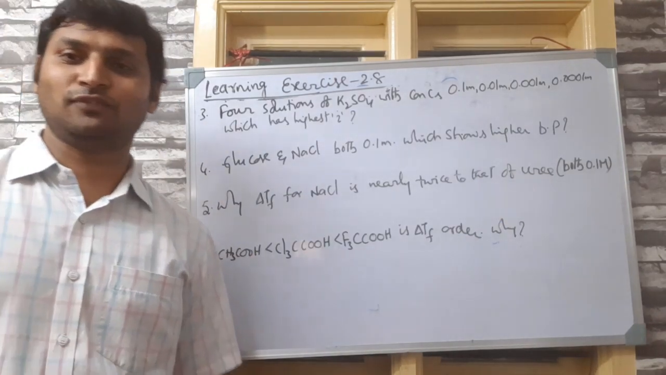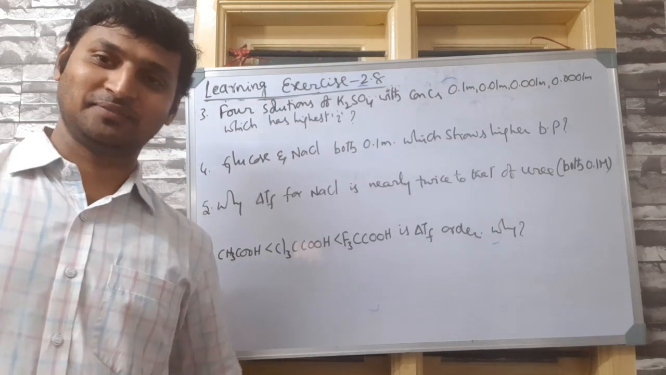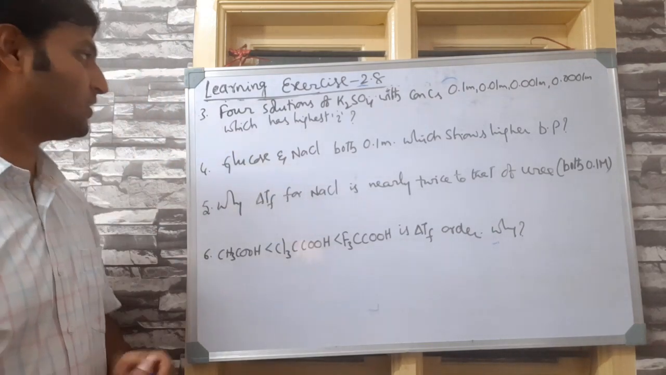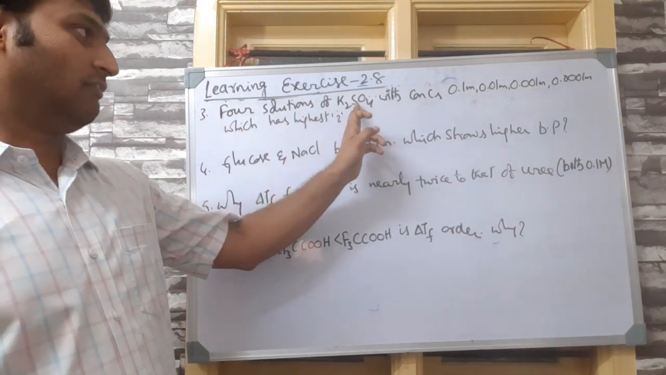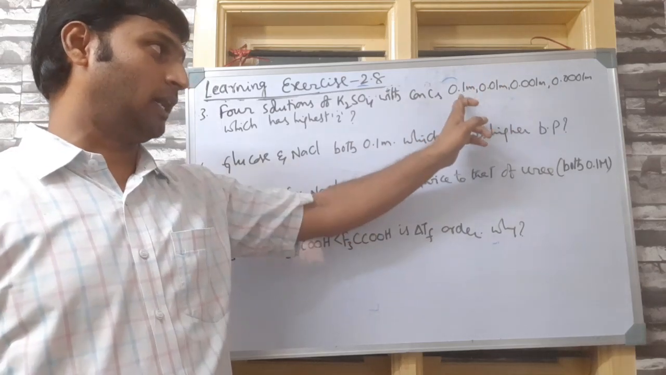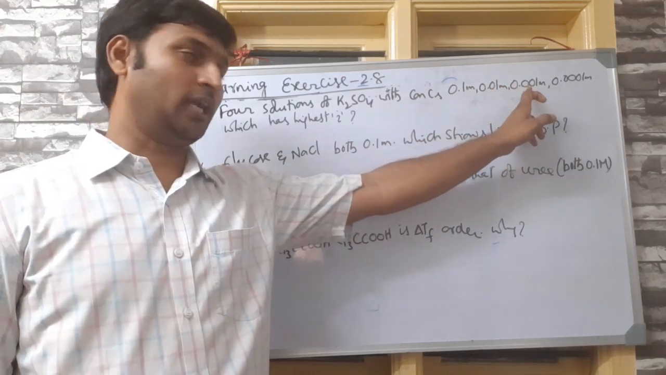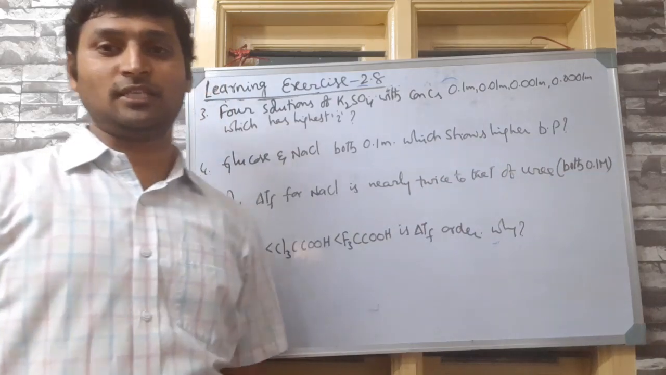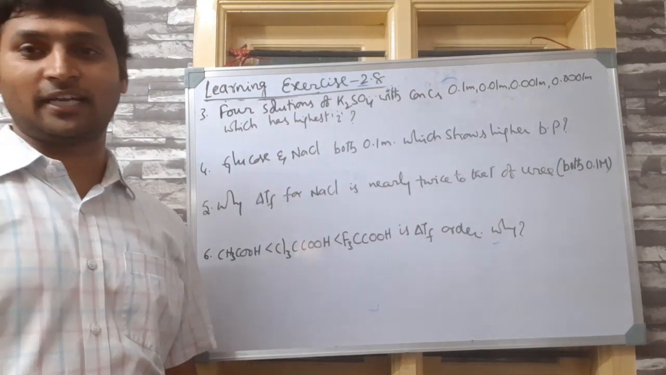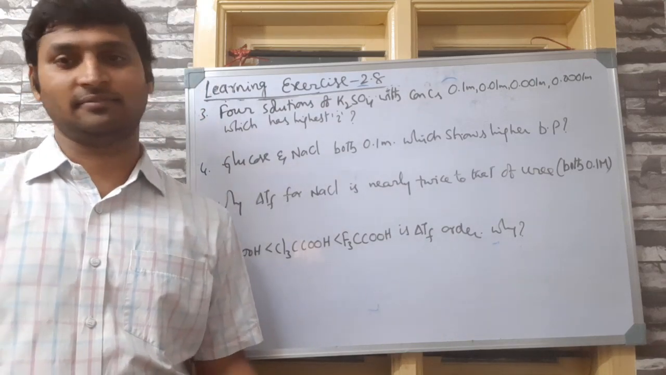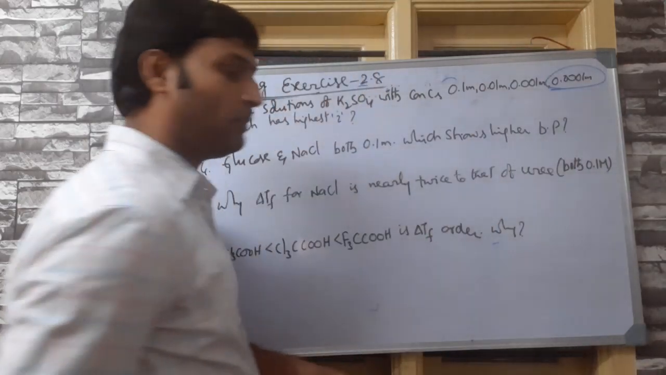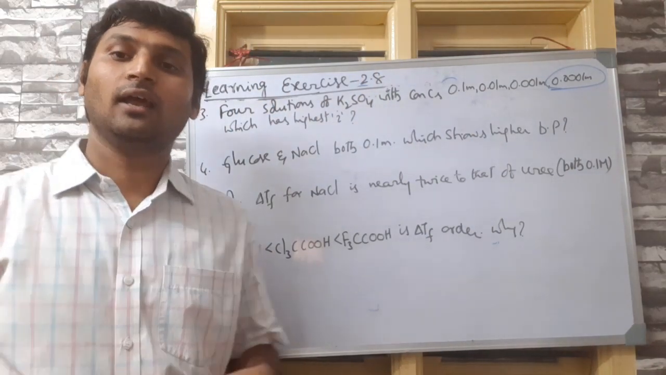The remaining questions of the exercise are very quick and easy, because we have already discussed a lot about them. So let us quickly finish them. Potassium sulfate is prepared in 4 different concentrations: 0.1 molar, 0.01 molar, 0.001 molar and 0.001 molar. In which concentration would the Van 't Hoff factor value be highest, he is asking. We have discussed it enough, if you remember. So the answer will be 0.001 molar.